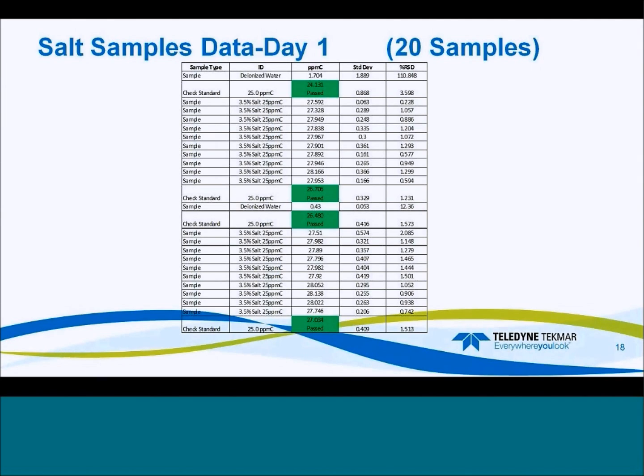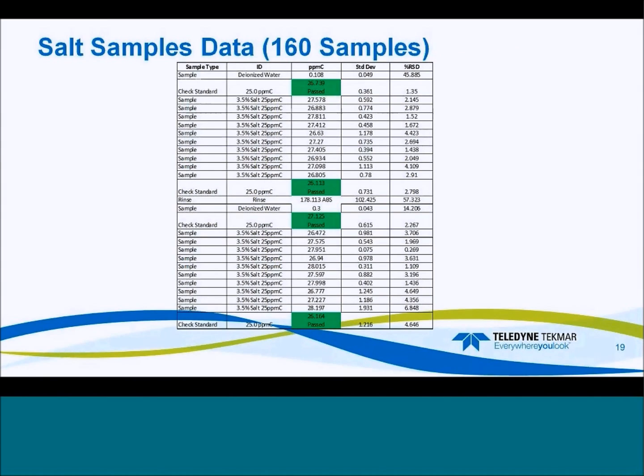So this is after 20 samples, and then this is after 160 samples. And this is 160 samples of running nothing but 3.5% salt. And you can see that the percent RSDs are still looking good. They're less than 5%. All the check standards are passing.